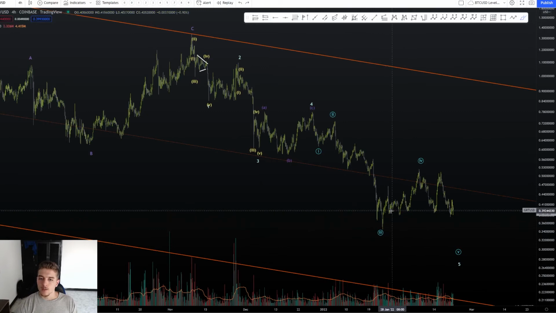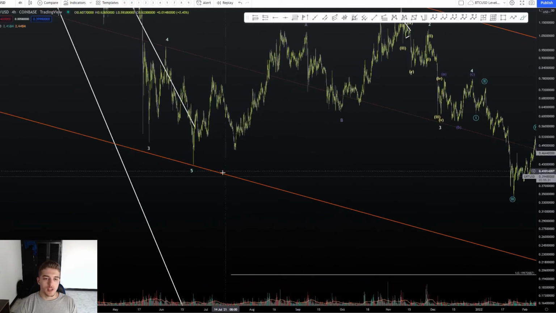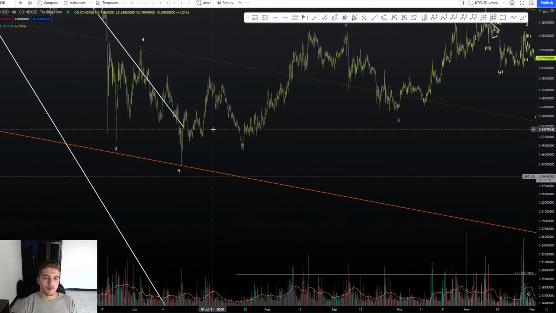So we didn't really get a 5-wave move off the lows, which doesn't make it too promising that the lows are in. However, going back to previous price action, we could see something pretty similar if we go back to June of 2021, where we see a 3-wave move off the lows right here for an ABC.